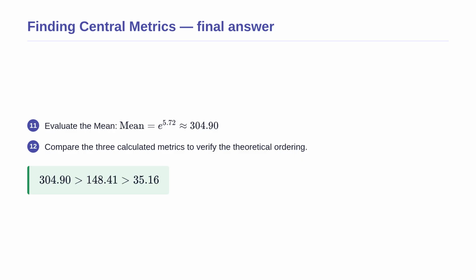We clearly see that 304 is greater than 148, which is greater than 35. This perfectly confirms our theoretical rule that the mean is greater than the median, which is greater than the mode. The average is pulled extremely high by a small handful of components that happen to last a very long time.